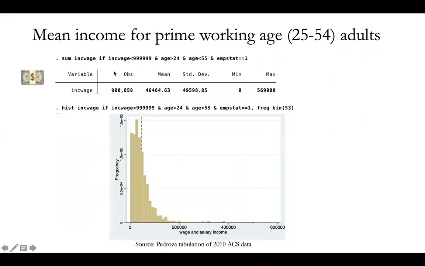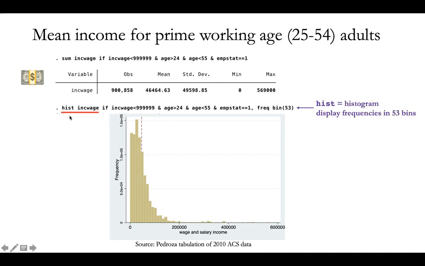Stata can also, of course, calculate the mean. We saw an example earlier. Now let's take a closer look. We're still summarizing income and wage for the same group of people, employed, prime working age. It's 900,000 people. And that'll give us the mean, 46,000. We saw this number a moment ago.